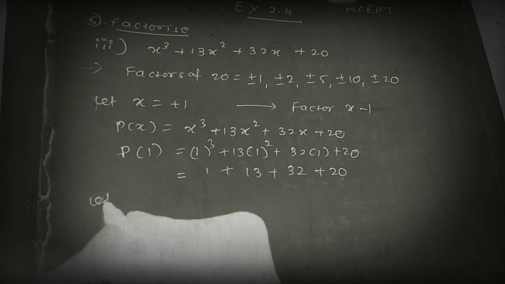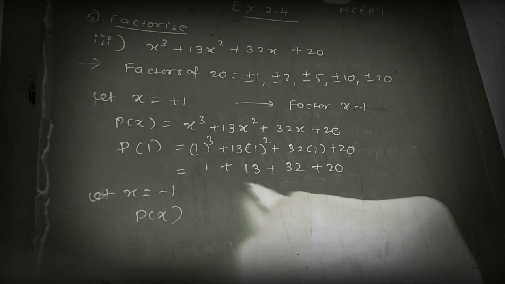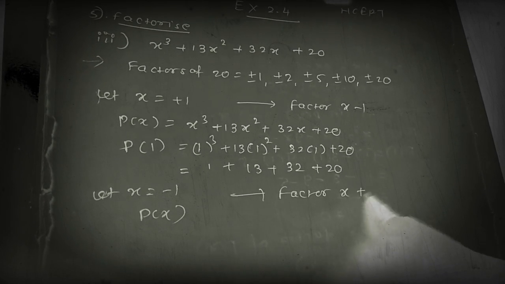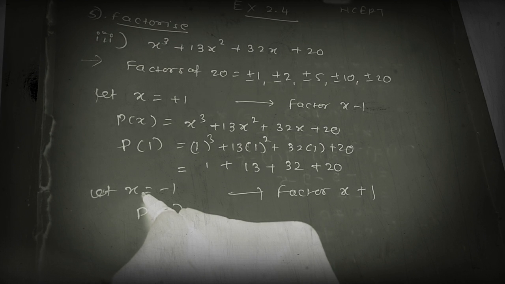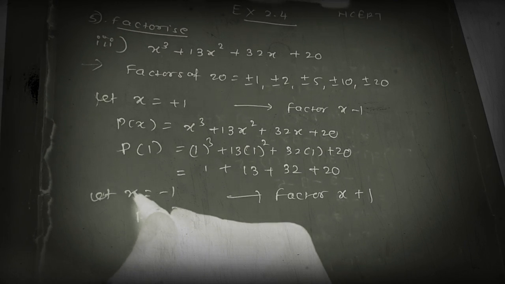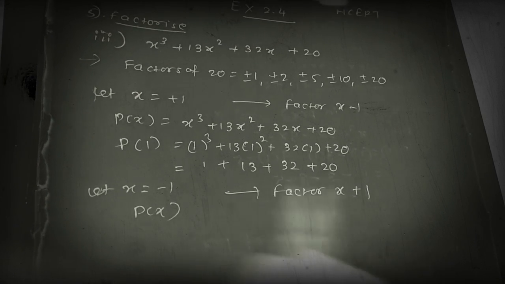So now let us put x equals minus 1. If you put x equals minus 1, your factor will be x plus 1, because we take this minus 1 with x, because the factor theorem says that x minus a is a factor. So this a will go to that side, and it will be plus 1.